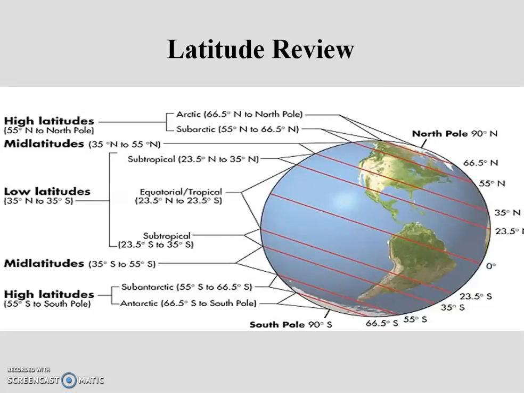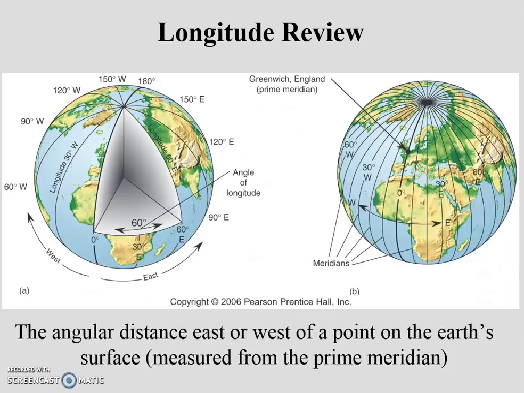equatorial tropics, and subtropics. We have mid-latitudes, which is going to be the latitude where we are located, between 35 degrees north and 55 degrees north, and also in the southern hemisphere as well. And then we have our high latitudes, which we identify as our Arctic and subarctic, going from 66.5 degrees north to the North Pole, and 55 degrees north to 66.5 degrees north for the subarctic. And the same can be delineated in the southern hemisphere.